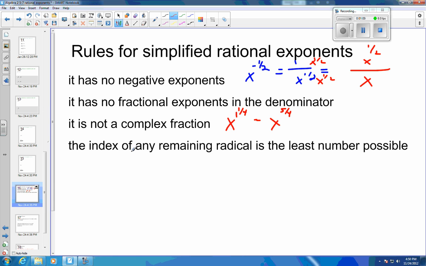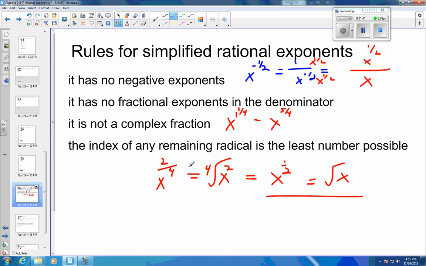Okay? And any index of a remaining radical is the least possible number, so you can't have x to the 2/4 power, and you can't write it as the 4th root of x squared. You actually have to reduce that and make it x to the 1/2, or write it as the square root of x. So these would be right, these would be wrong, not simplified all the way. Okay, this would not be simplified, this would.